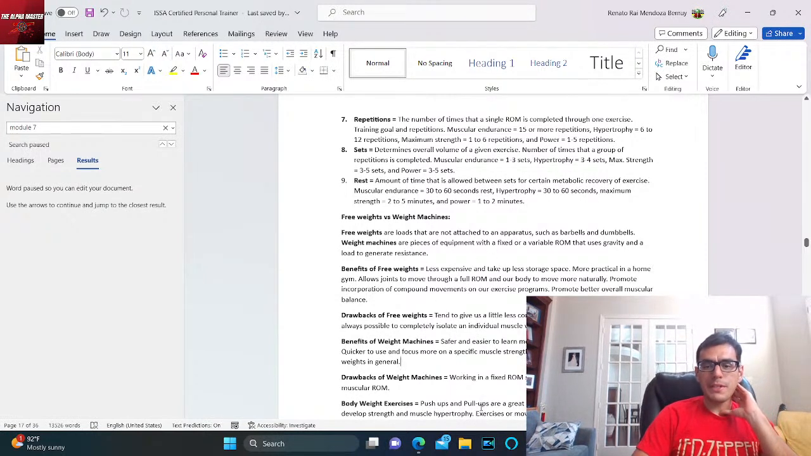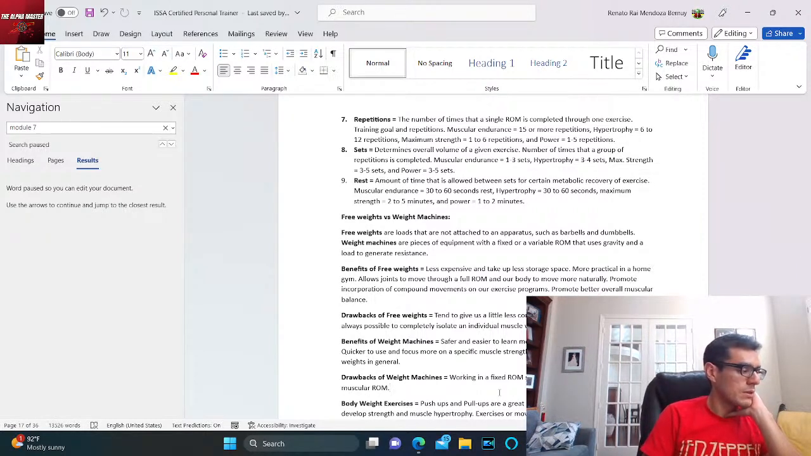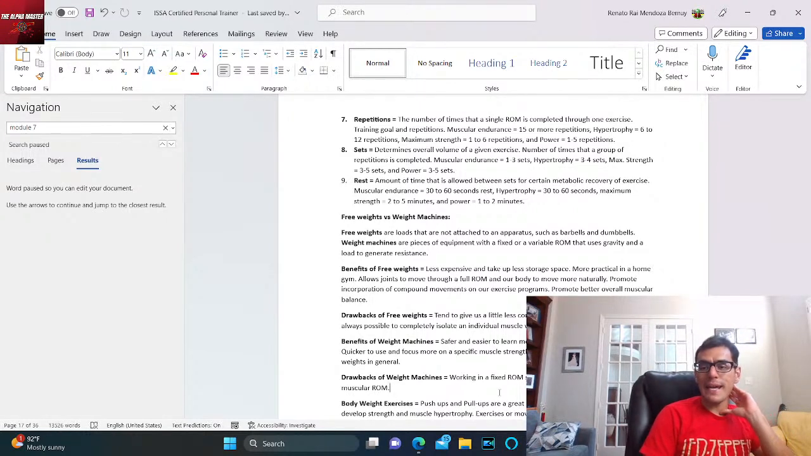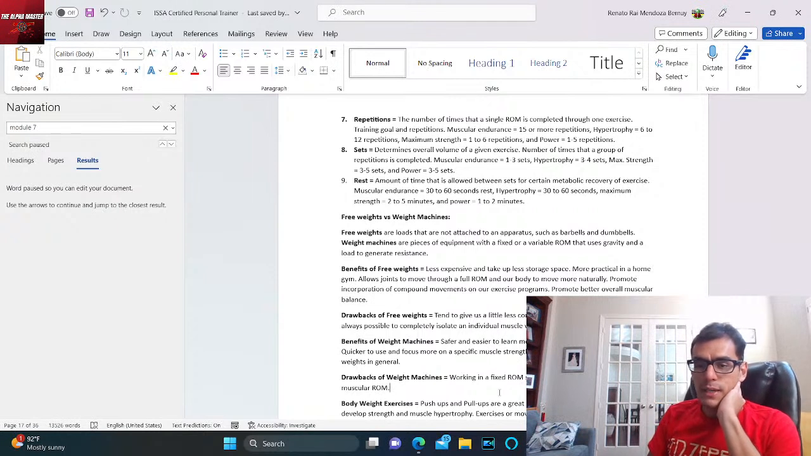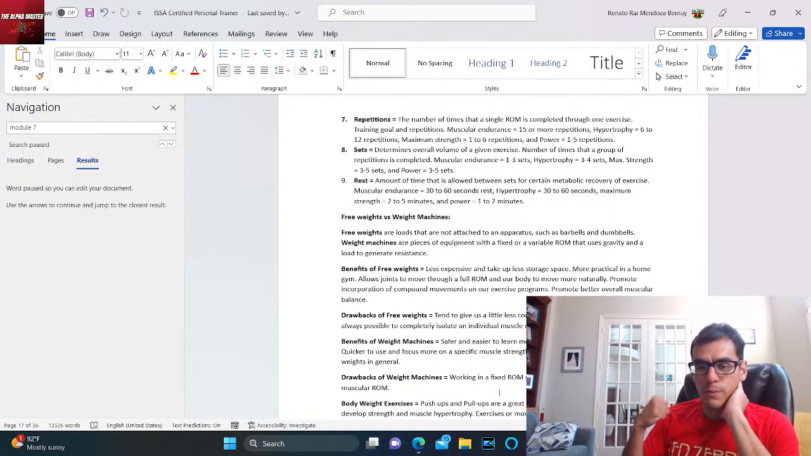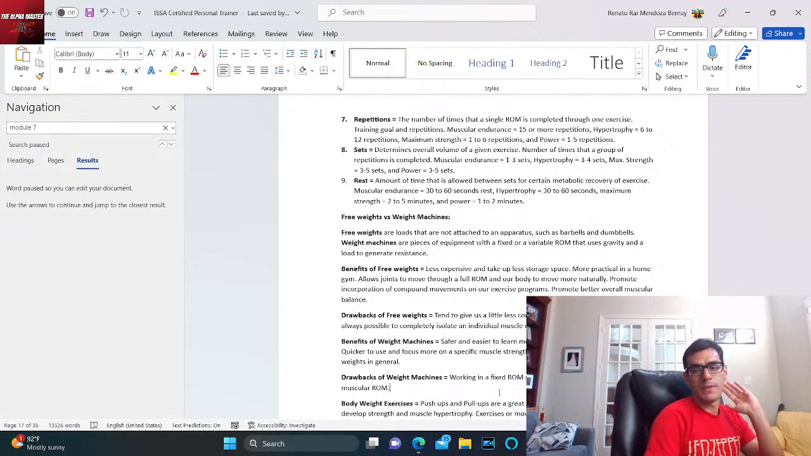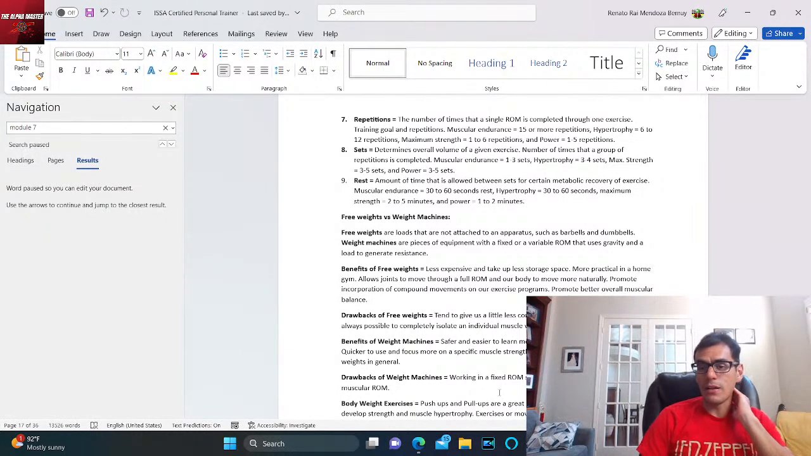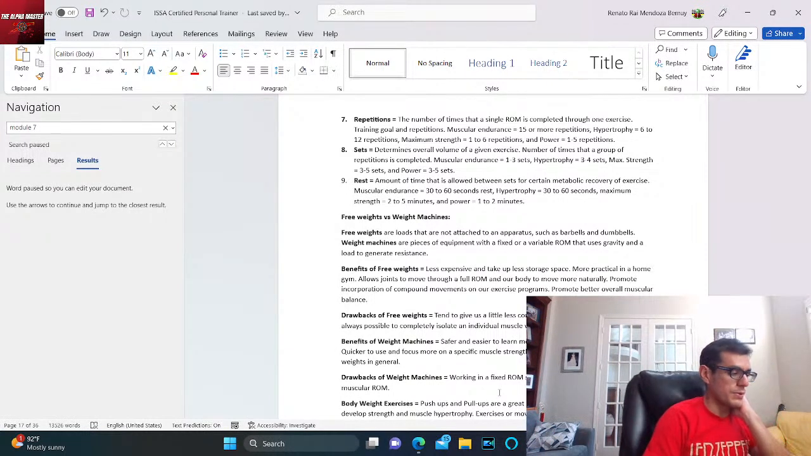Now the drawbacks of weight machines are going to be the benefits of free weights. The drawback is that it is working on a fixed range of motion, so we may not be able to develop muscular range of motion.